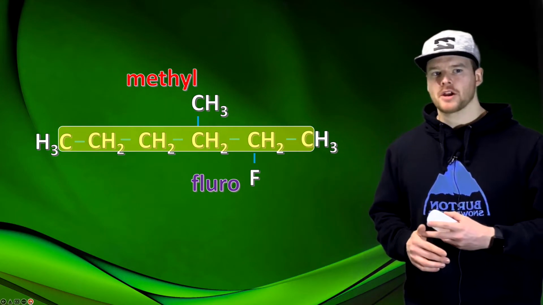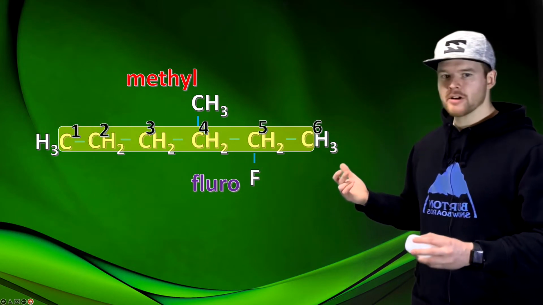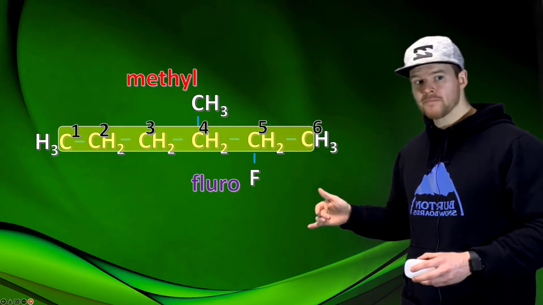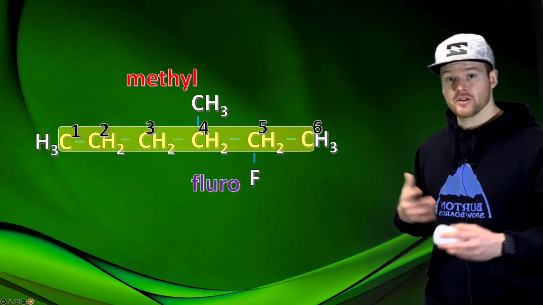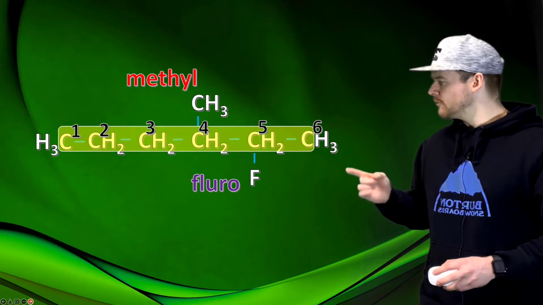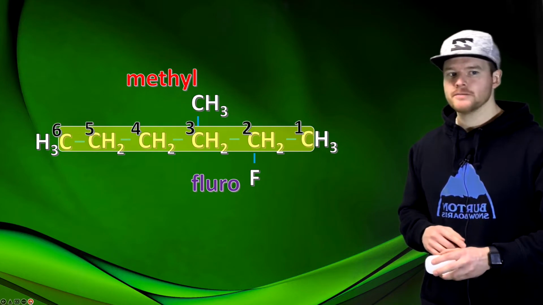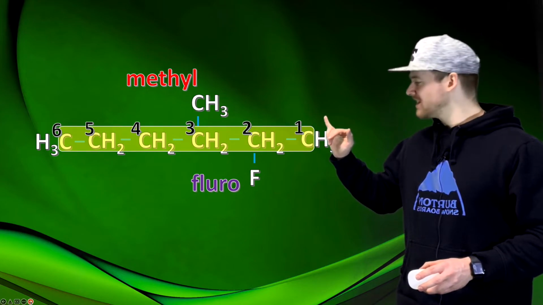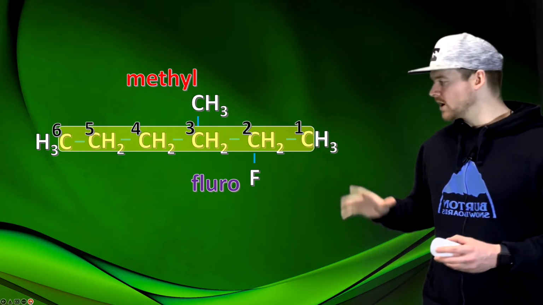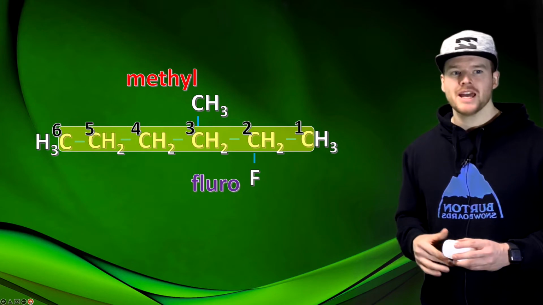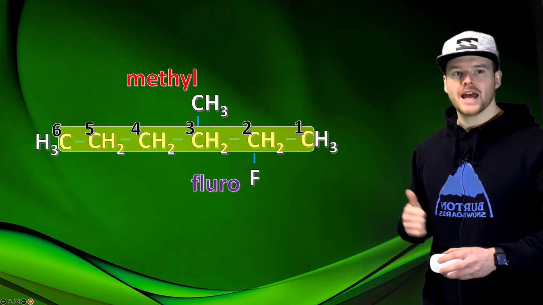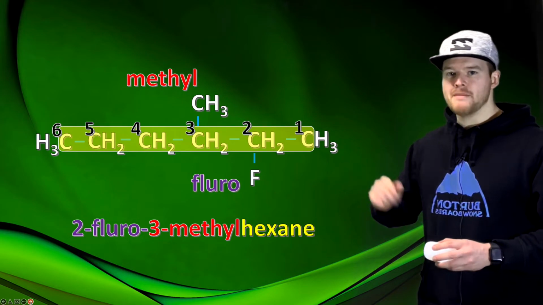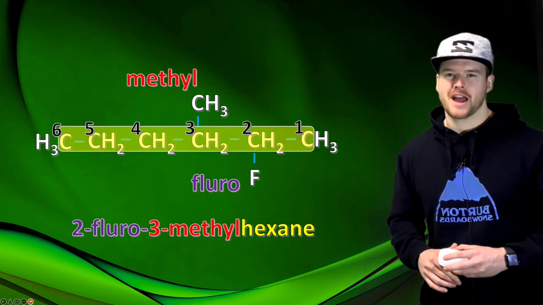Now let's look at how to number the carbons. How about if I come this way first? If I go 1, 2, 3, 4, 5, 6, I have the methyl on the 4 and the fluorine on the 5, or the fluoro on the 5. So 4 and 5, let's switch it now to the other direction. And I can see that the fluoro is on the 2 and the methyl is on the 3. This is lower numbers, so we're going to keep this orientation. That means I have a fluoro and a methyl. Let's put them in alphabetical order. 2-fluoro, 3-methyl, hexane would be the name for that chemical.